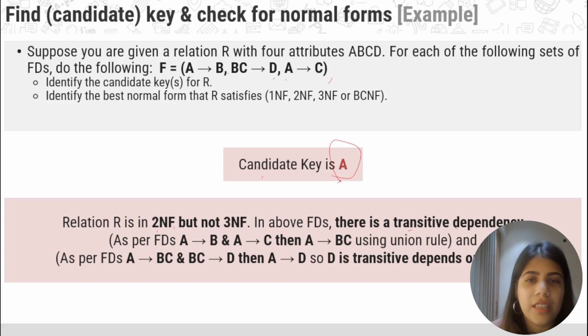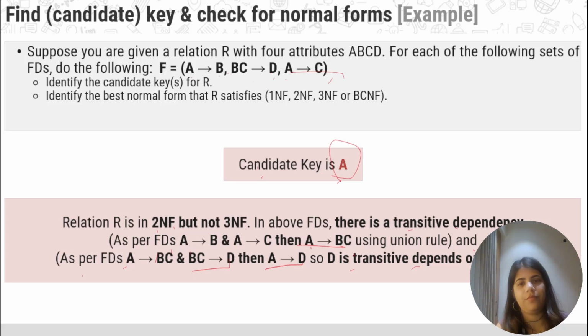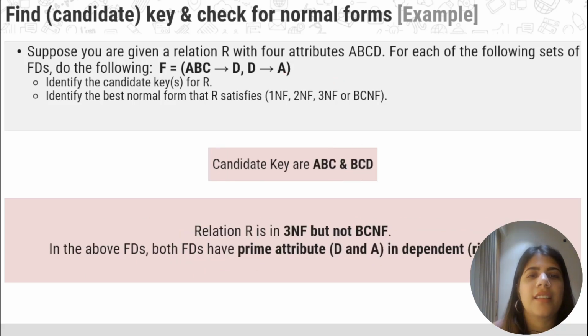As per functional dependency, A can determine B and A can determine C. So we can also say that A can determine BC using the union rule, and as per functional dependency, A can determine BC, and BC can determine D. So then A can determine D also using the transitive rule. Let's see the next example.